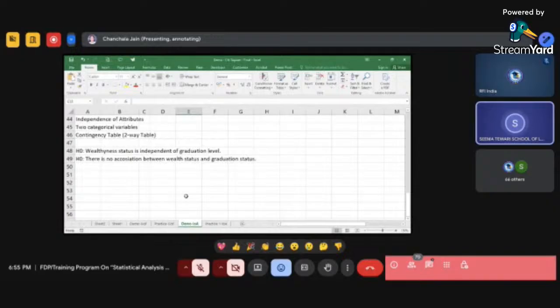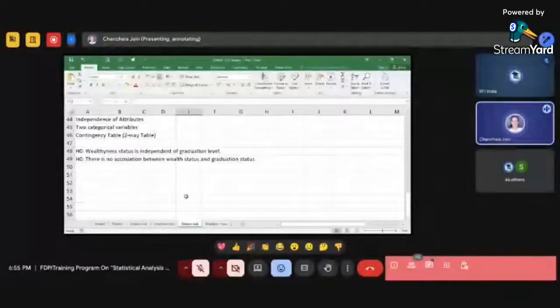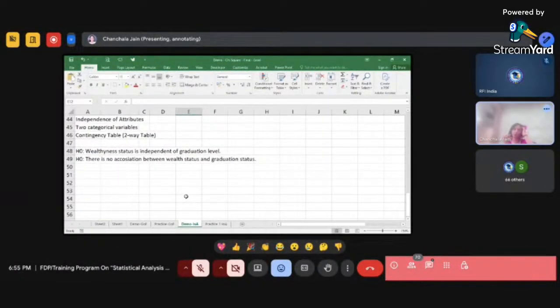Ma'am, both the hypotheses are null. There are two ways of formulating the hypothesis. Both are null. It is up to you which way you want to write your hypothesis. Alternative will be there is an association.